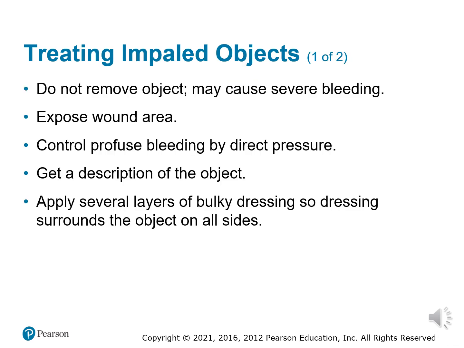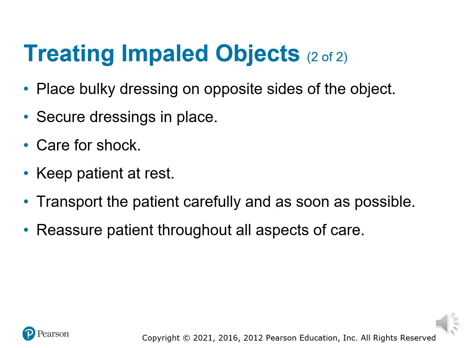Treating impaled objects. First, you do not remove the object. It may cause more severe bleeding. You want to expose the wound area. Control profuse bleeding by direct pressure. Get a description of the object and apply several layers of bulky dressing so dressing surrounds the object on all sides. Again, remember, do not remove or apply direct pressure to impaled objects.